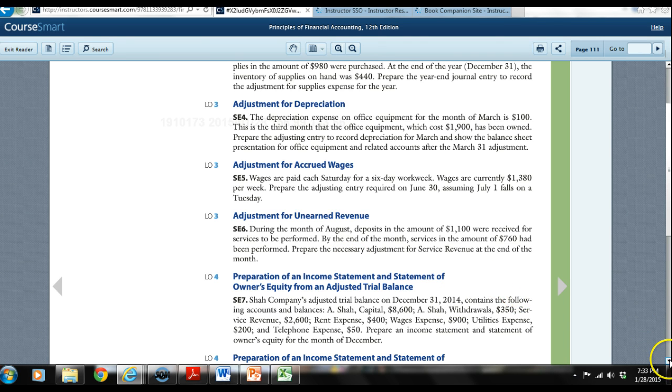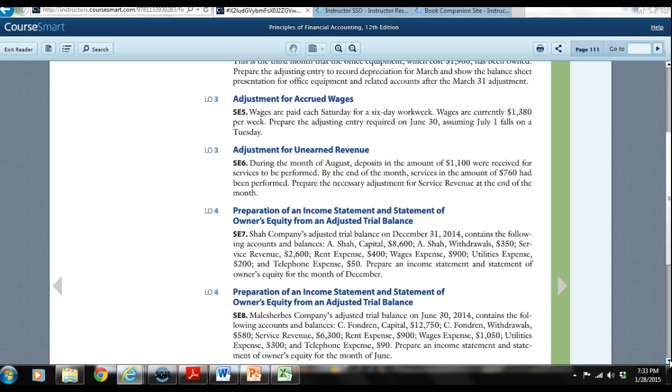SE 6. During the month of August, deposits in the amount of $1,100 were received for services to be performed, but they haven't been performed yet. By the end of the month, services in the amount of $760 had been performed. So we had a deposit called Unearned Revenues that showed a balance of $1,100. Out of that $1,100, 760 of them have already been completed. So we need to prepare the necessary adjustment for the end of the month.